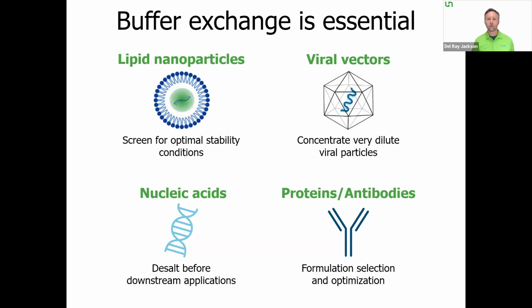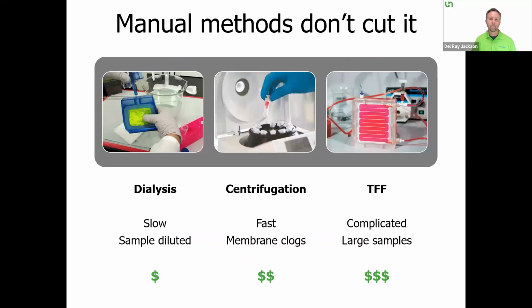With AAVs or viral vectors in general, often made dilute. And so what we hear is that customers need to concentrate those down pretty quickly. Nucleic acids often have to be desalted before they can be analyzed downstream, very critical for them. And then proteins, antibodies, those are the ones that get a lot of look at with formulation, selection, and optimization. And buffer exchange is used at every step of the way.